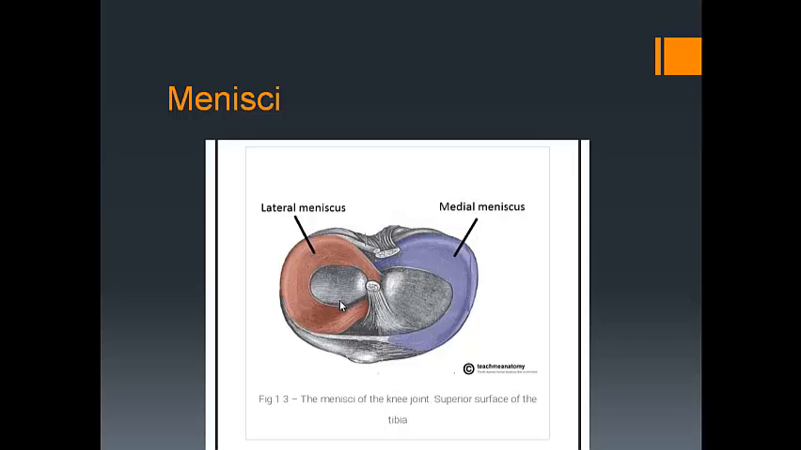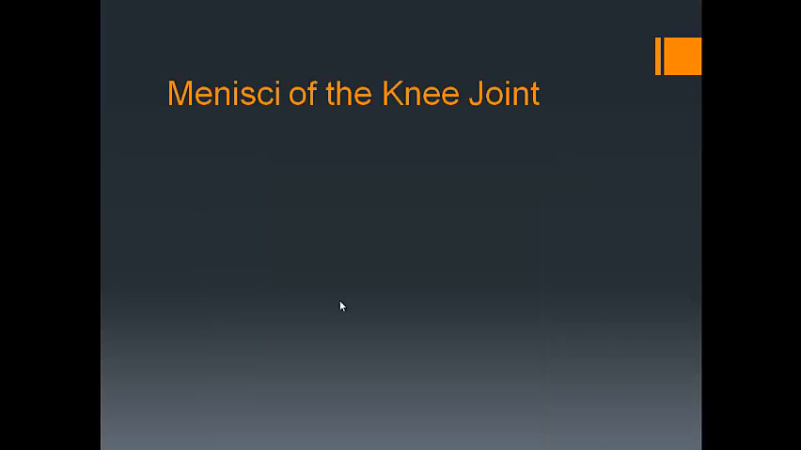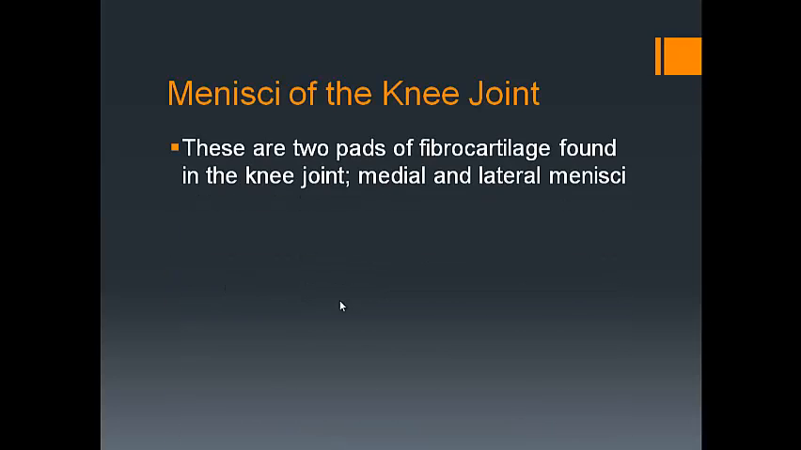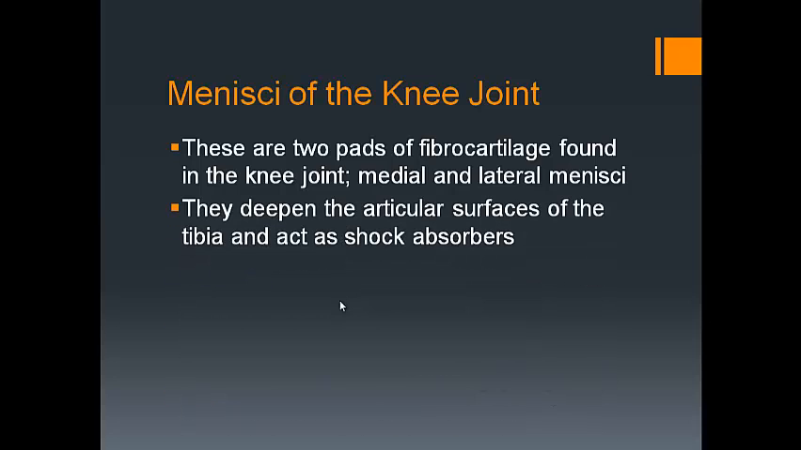So the menisci of the knee joint are two pads of fibrocartilage that are found in the knee. They are the medial and lateral menisci. And if you want to talk about one, it's called a meniscus. So you've got a lateral meniscus and a medial meniscus. Menisci is plural. They deepen the articular surfaces of the tibia, like I said, so they can allow the femoral condyles to attach comfortably.